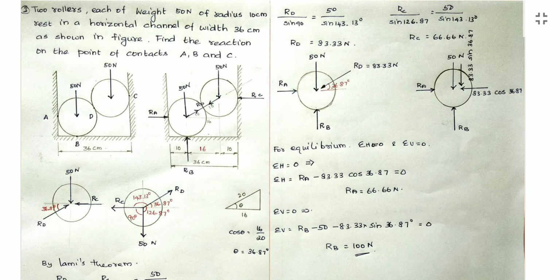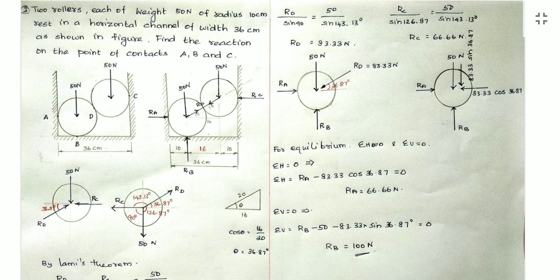That means same weight, 50 Newton and 50 Newton, acting towards the down. And consider the upper roller, the roller on the top. What are the forces there? First 50 Newton acting downwards. Then wherever there is contact, a reaction will be there. The top roller is in contact at the points C and D.